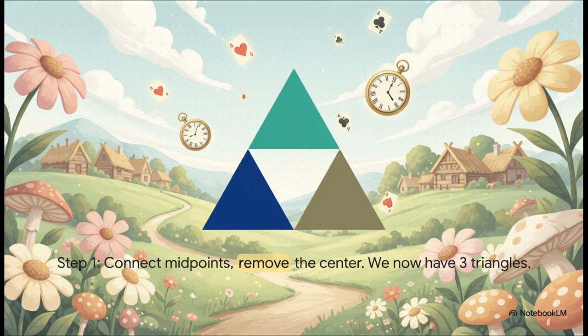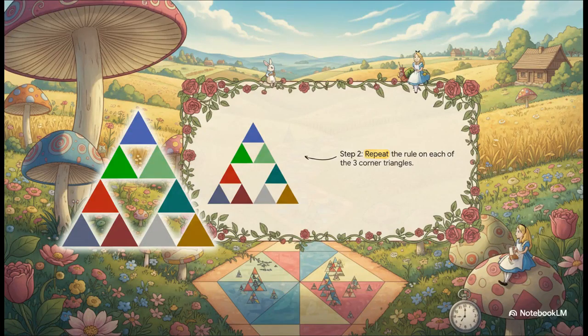All right, step 1. We apply that rule for the very first time. Find the midpoints, draw the lines, and take out that centerpiece. And what are we left with? 3 smaller, identical triangles sitting in the corners. Now for step 2, we're just going to do that again. We take those 3 new corner triangles, and we apply the exact same rule to each of them. Find their midpoints, connect them, remove their centers. You can see the pattern is already starting to spread.